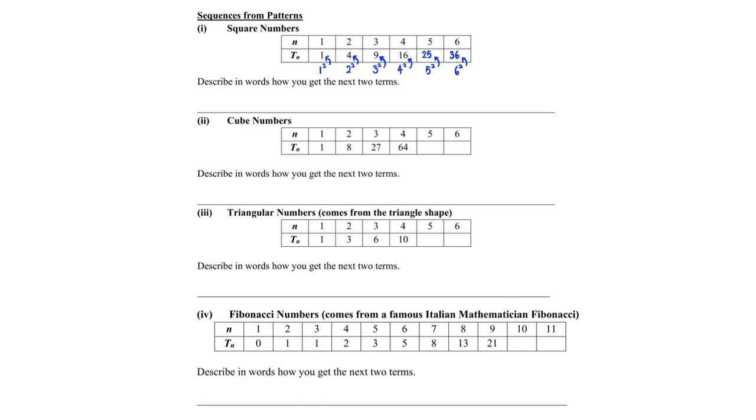Okay, so how then can I get the next two terms in words? If I look at this n, if n is 1, I will square it. If n is 2, to get the term I square it. Meaning all I have to do is square the n.